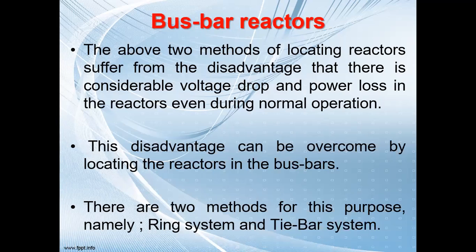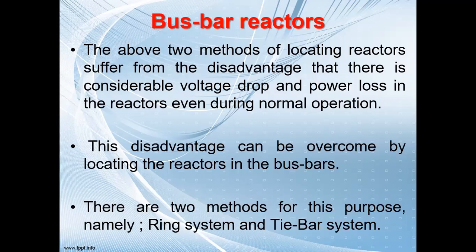So we have seen that in case of generator reactors as well as feeder reactors, in both cases, even when there is no fault, the normal current will flow through the reactor and thereby there will be a voltage drop as well as power loss, which is not actually desirable. This disadvantage can be overcome by locating the reactors in the bus bar. If we locate these reactors in the bus bar, there will not be any problem. We'll see how to do that.